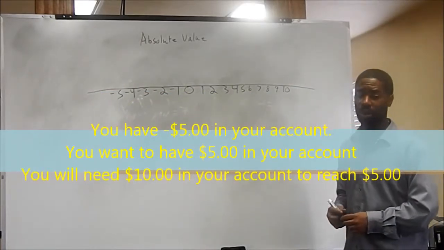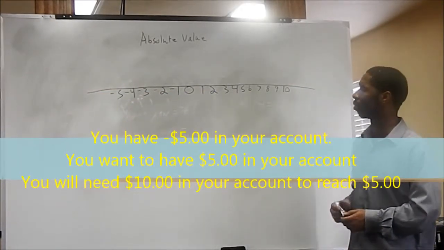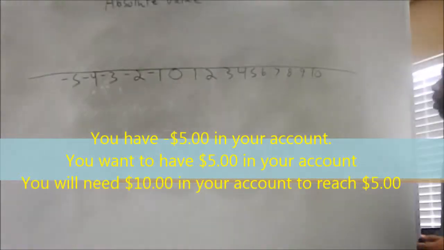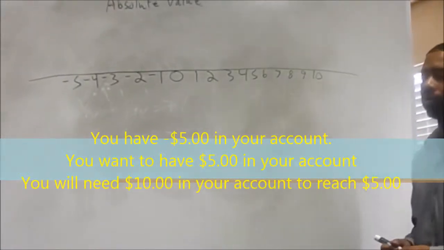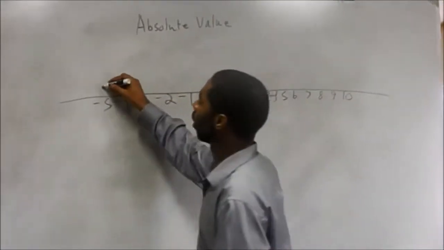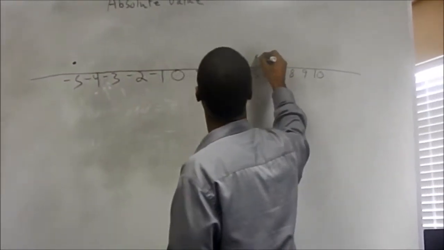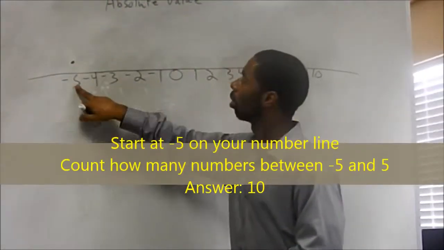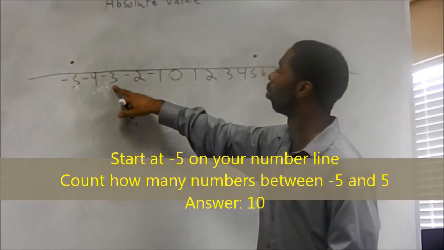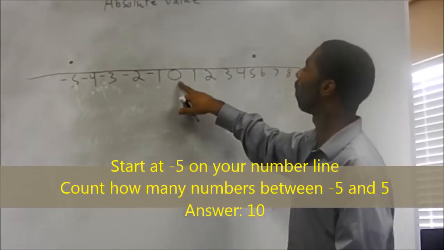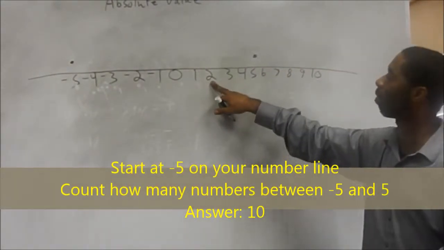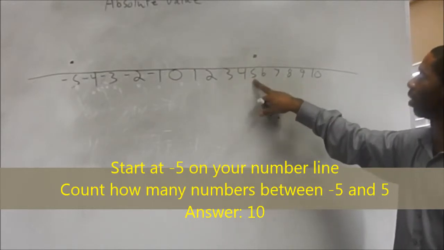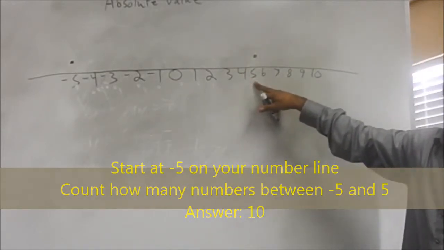Yeah. And why would you need 10? Because you're already on a negative. You need that negative to be squashed and then have 5 more extra dollars. Same thing applies here. We start at -5, right? 1, 2, 3, 4, 5, 6, 7, 8, 9, 10. Does everybody see that?